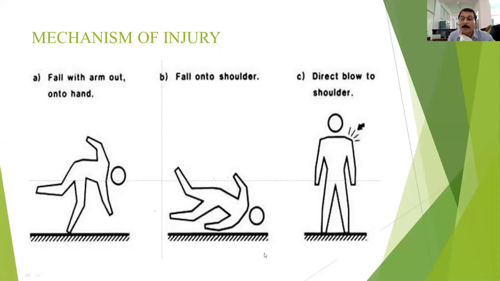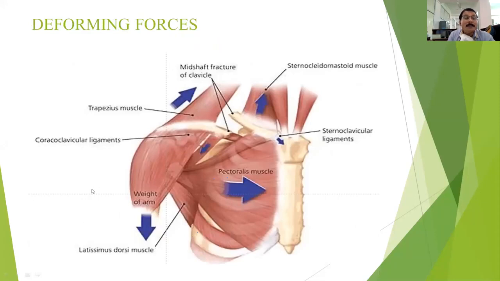Direct hit is called direct trauma, and indirect trauma is when there is a fall on the outstretched hand, which also may finally lead to fracture of the clavicle. Then you have the deforming force. In a situation like this, because of the pull of the muscle, the fragment may get displaced.